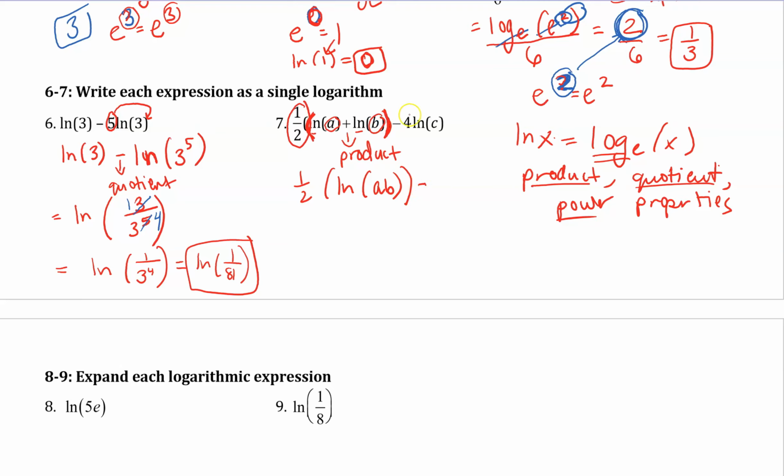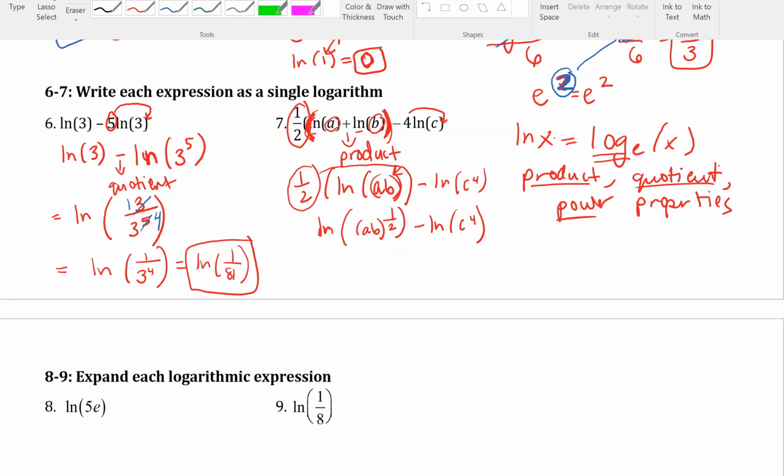Okay, and then I'm noticing here there's a 4 outside of this ln, so let me just go ahead and bring that inside and make it an exponent of c. So now I have minus ln c to the power of 4. Then I also have this 1/2 in front, which is the power of all of this. It was applied to all of it, right? So it's the power of not just b, but a and b. So now I have ln of the whole quantity ab raised to the power of 1/2 minus ln of c to the 4th.